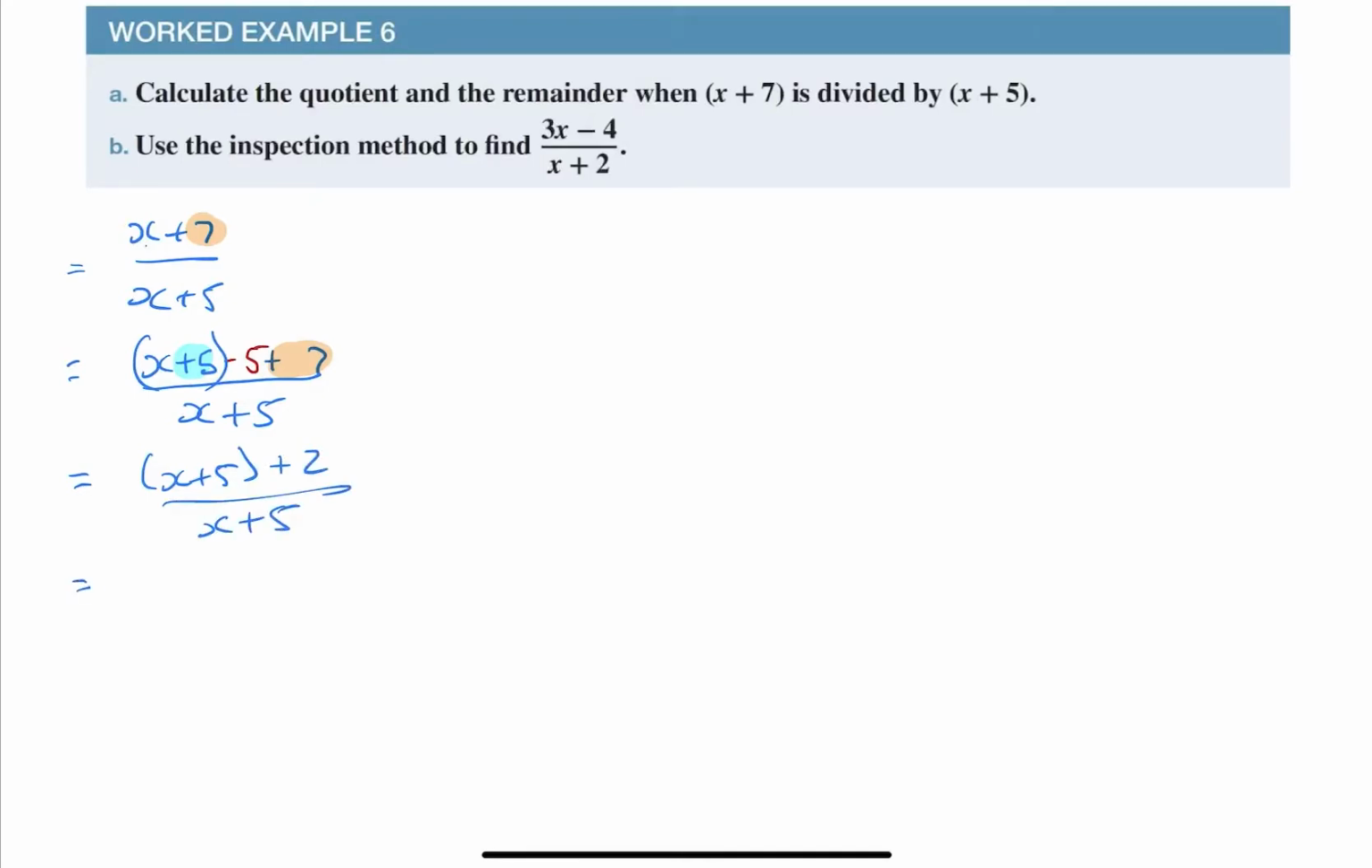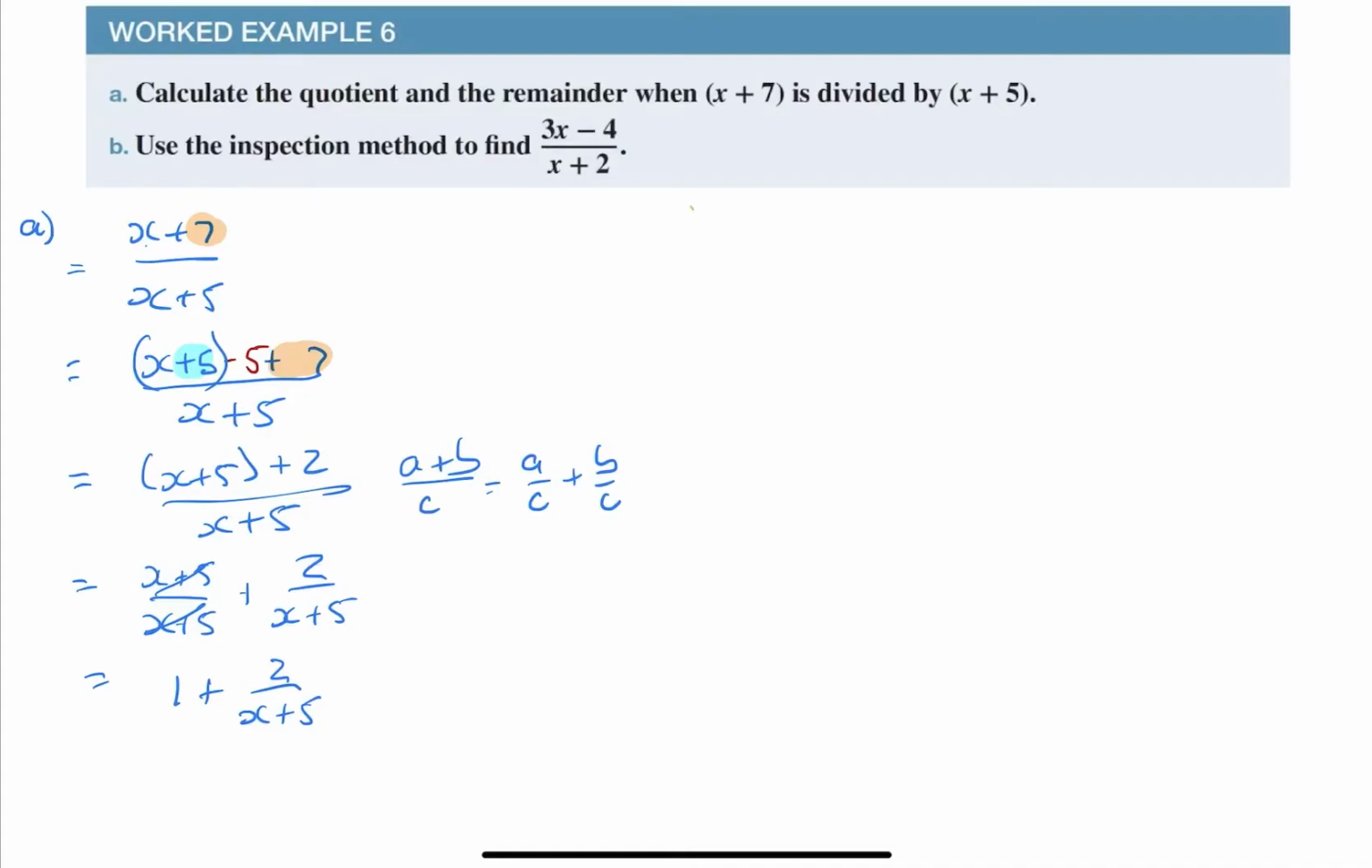What I will do now is break this up. If I have a plus b over c, that's the same as a over c plus b over c. So I can say this is the same as x plus 5 divided by x plus 5, plus 2 over x plus 5. And x plus 5 divided by x plus 5 equals 1, so 1 plus 2 over x plus 5, and that will be my answer. That was for A.